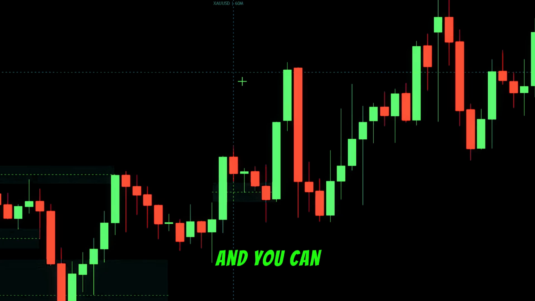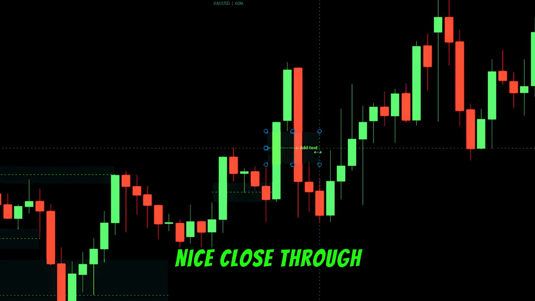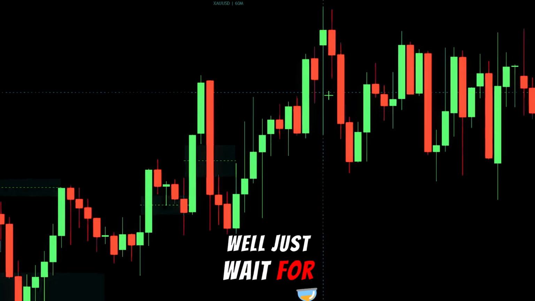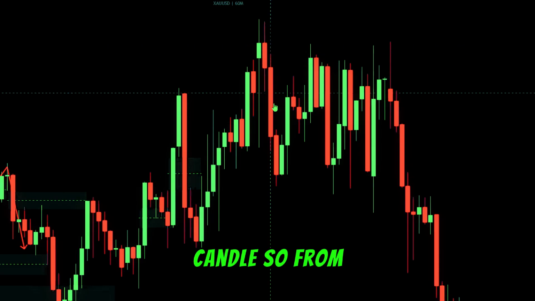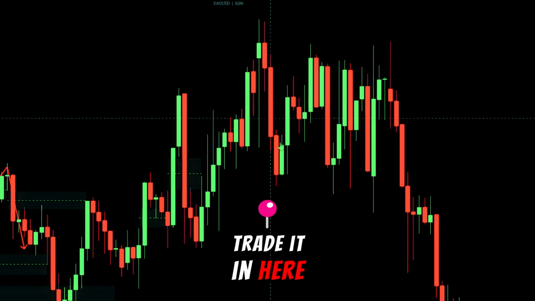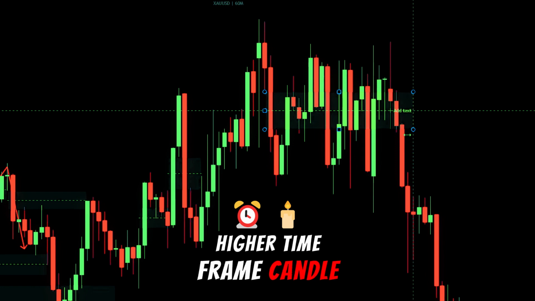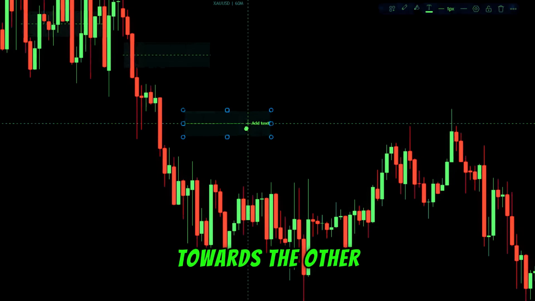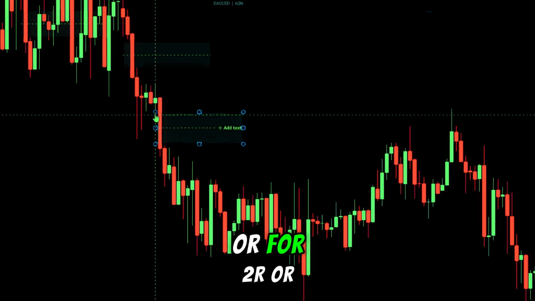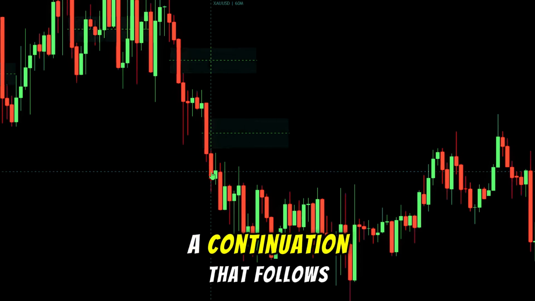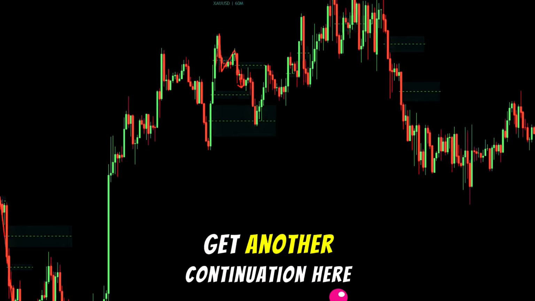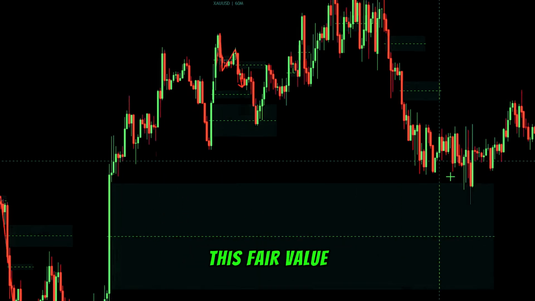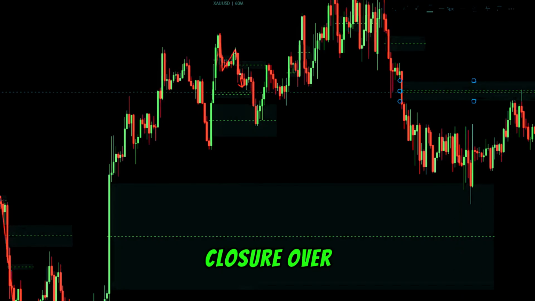Let's see what happens. And you can see we do get a pretty nice close through that area now. I could look to trade it, but I might as well just wait for the open of the new higher time frame candle. So from here, I could look to trade it on the open of the next higher time frame candle, allow my stop loss to reach into that fair value gap, and then look towards the other side of the range, or for 2R. Or I could look for a continuation that follows. So you can see here we get another continuation. We reach into an important level, this fair value gap, and then close over.